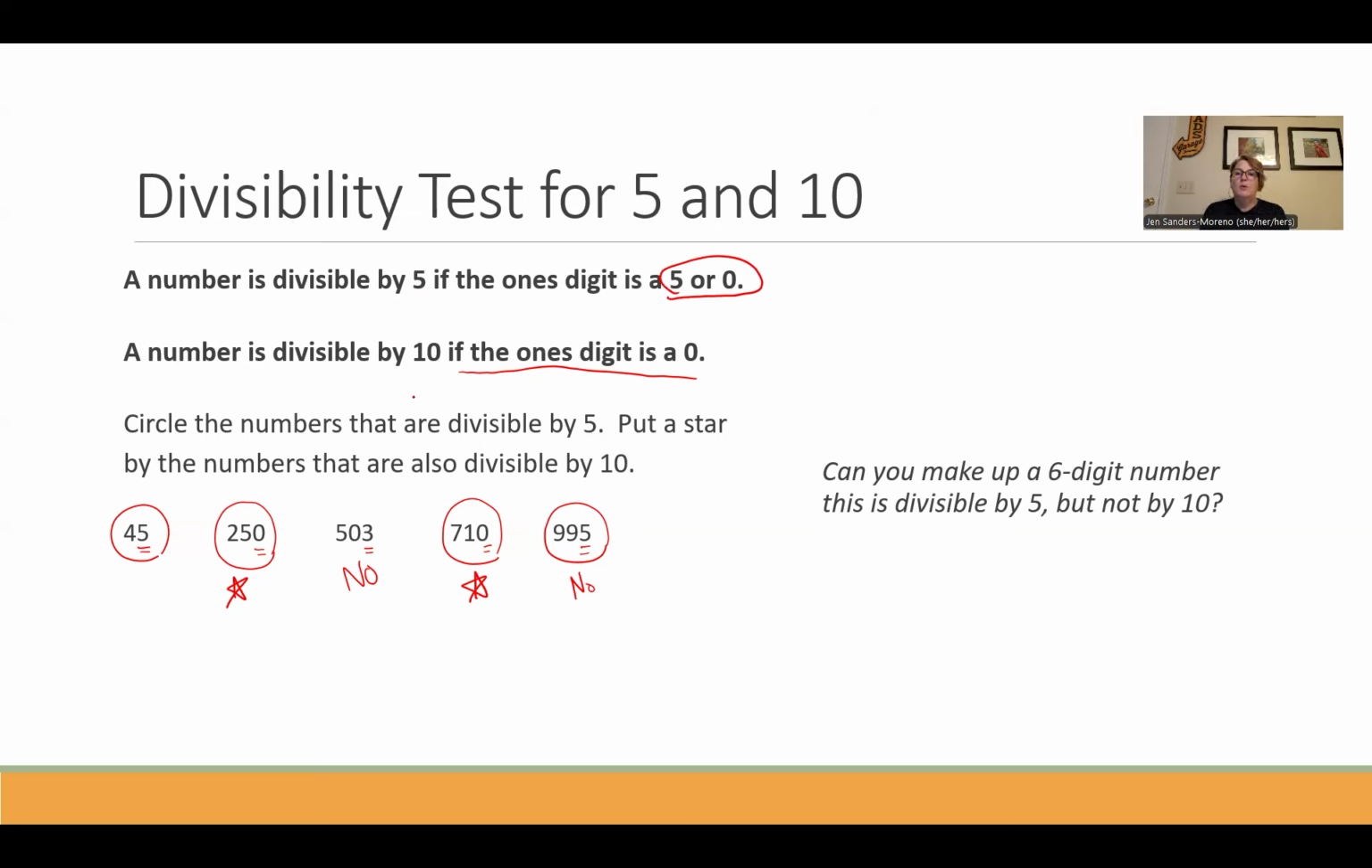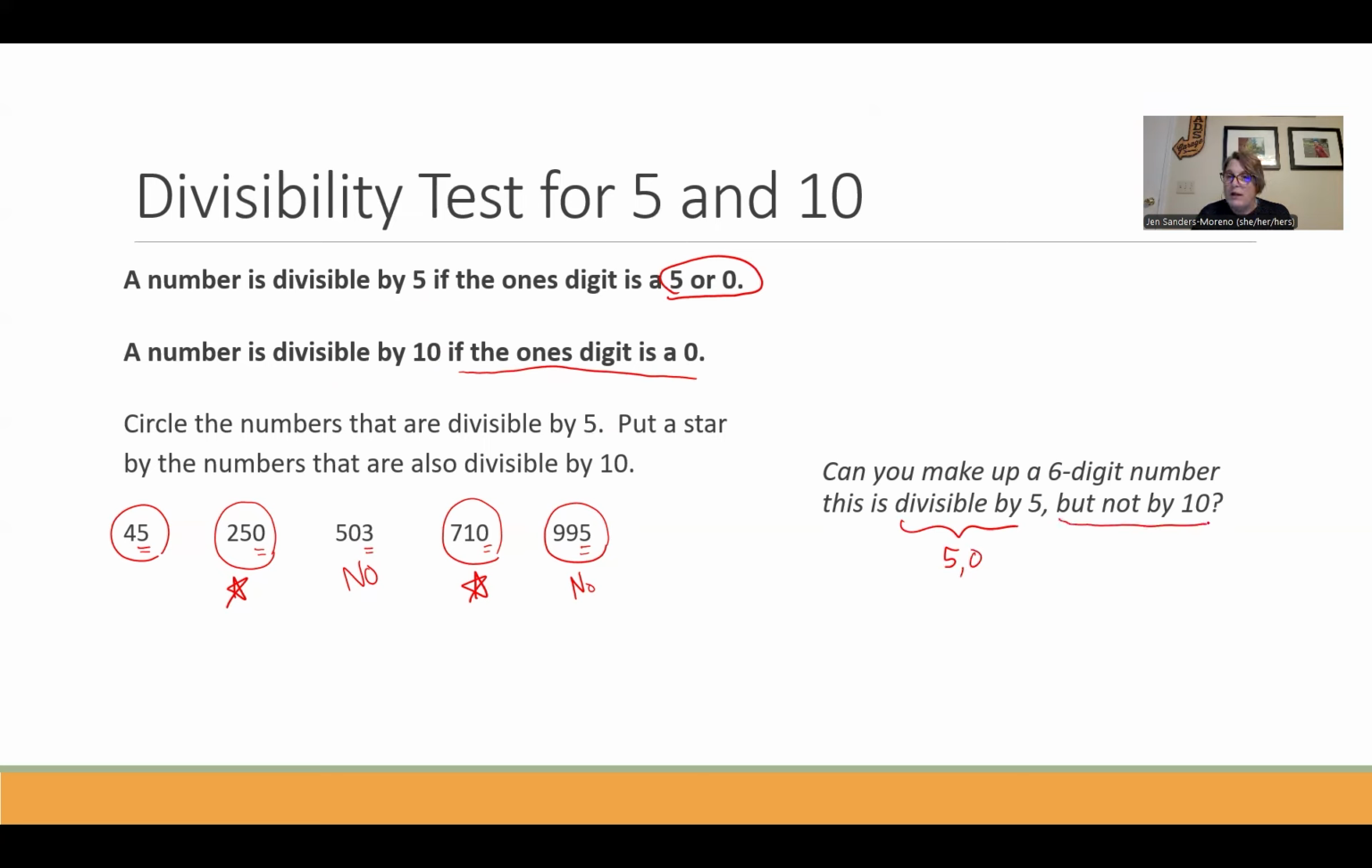Okay. Whew. All right, so then it says, can you make up a 6-digit number that is divisible by 5, but not by 10? Okay. Well, to be divisible by 5, we need a 5 or a 0 in that ones digit.